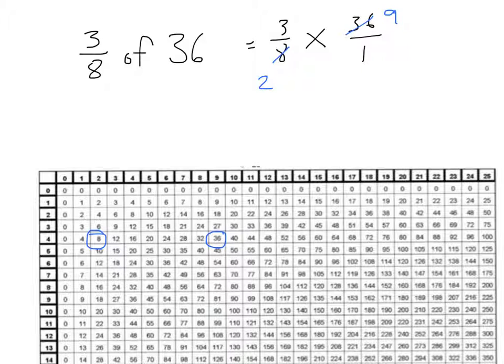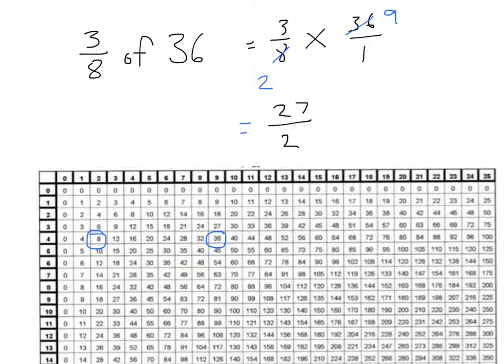Okay, so now we've simplified. We can't simplify these anymore. So we've done step 1. Step 2 is to multiply horizontally. So let's do that. Three times 9 is 27. And 2 times 1 is 2.